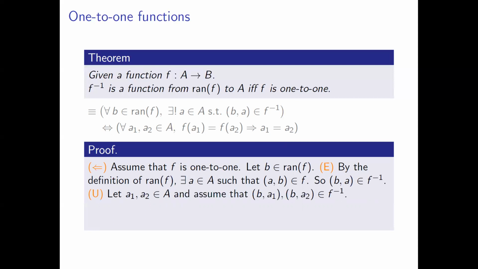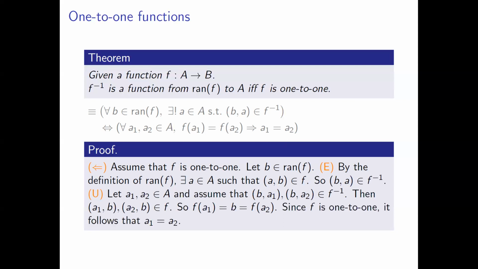To show uniqueness, let a1 and a2 be arbitrary elements of the set A and assume that the ordered pairs ba1 and ba2 are elements of f inverse. Then the ordered pairs a1b and a2b are elements of f. So b is the image of both a1 and a2 under f. Since f is 1-to-1, it follows that a1 equals a2. This proves uniqueness. Thus, f inverse is a function from the range of f to A, which completes the proof of the theorem.